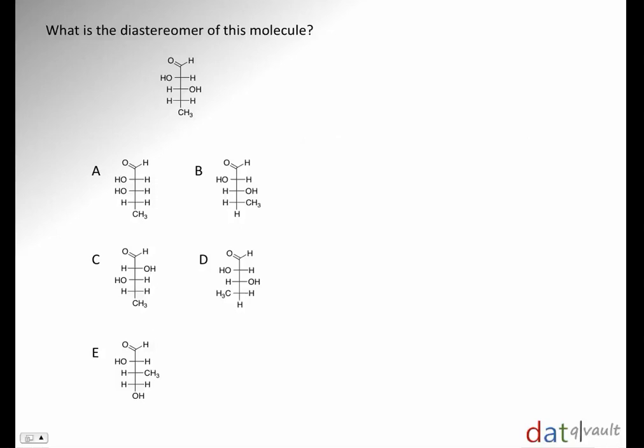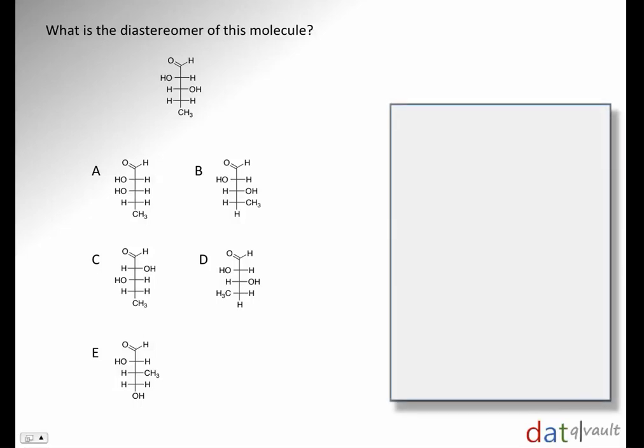Alright, so let's go ahead and do an example. Here we're asked what the diastereomer is of this molecule, this certain aldehyde. So why don't you go ahead and figure out if A, B, C, D, or E is the diastereomer of this molecule, and then we'll work through it together. Alright, so just like on the real DAT, you're just given a whiteboard over here to draw on since the whole exam is computerized. So I suggest using a process of elimination.